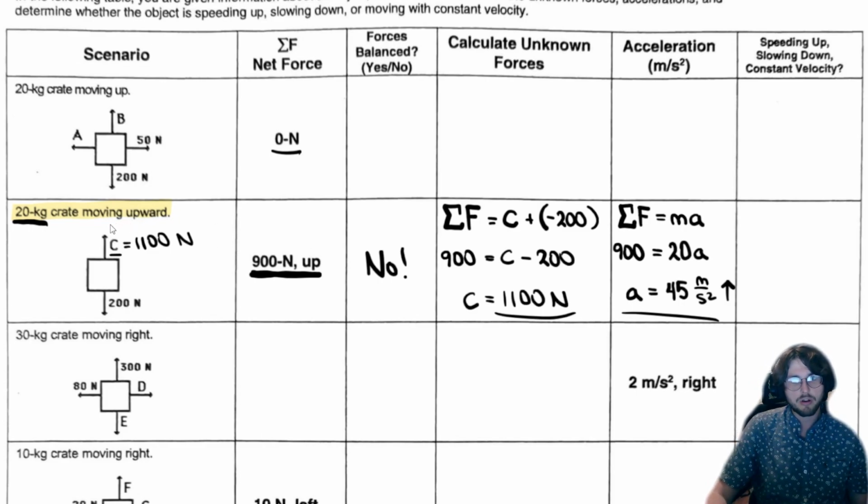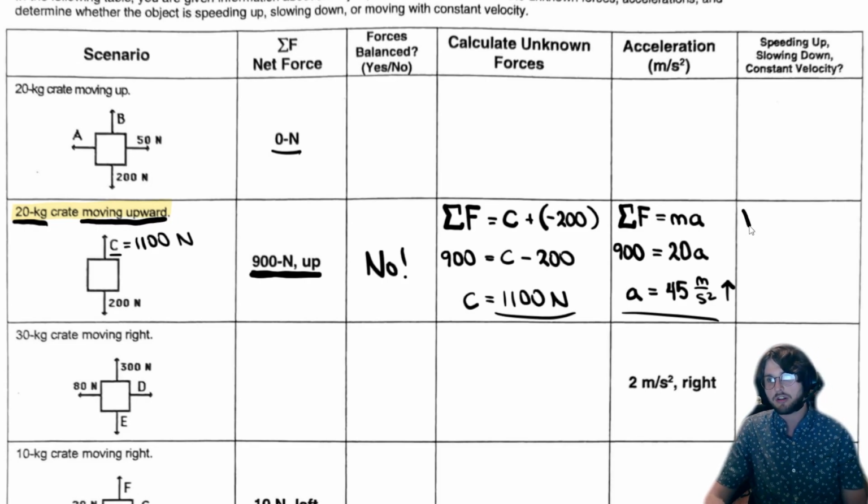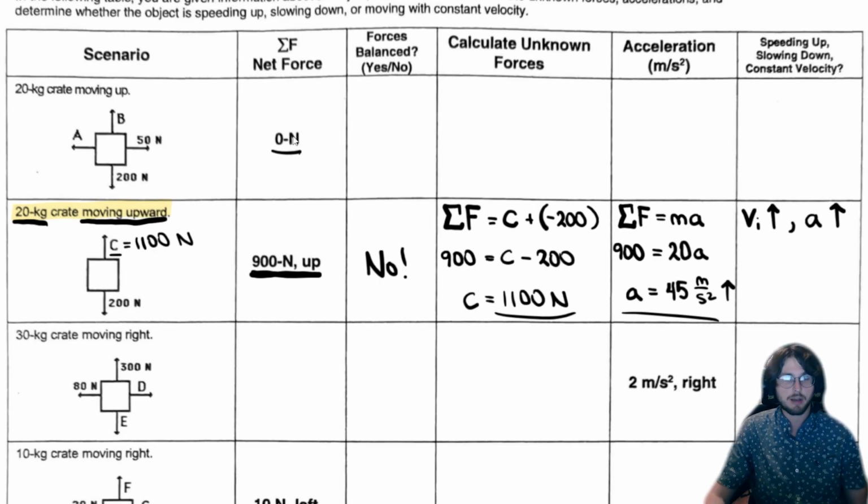Well, we're told at the very beginning that it's moving upward. That means its initial velocity over here is upwards. Now, in that same vein, we could say the acceleration is also upwards. Now, the only situation in which this crate would be moving at a constant velocity is if it is in equilibrium, or if the forces are balanced. That's when the net force is 0 newtons.